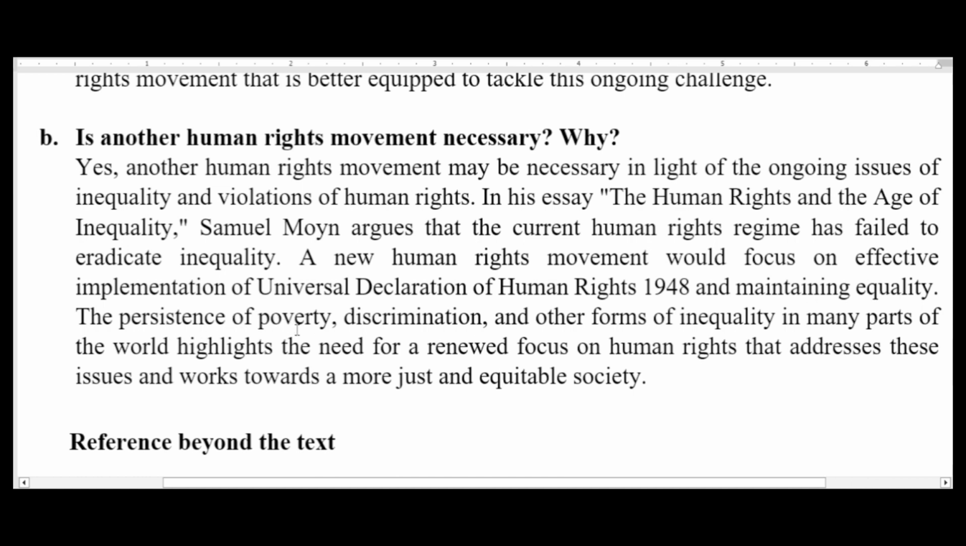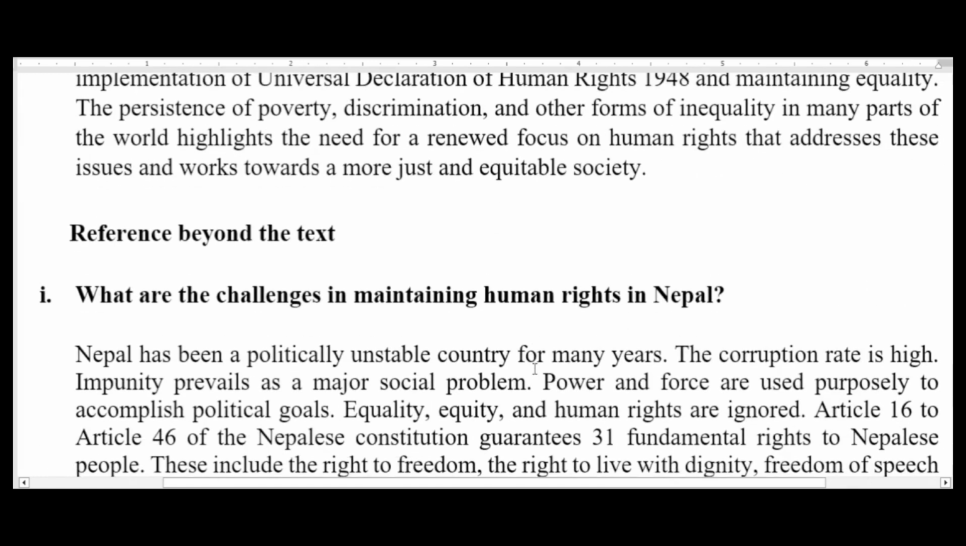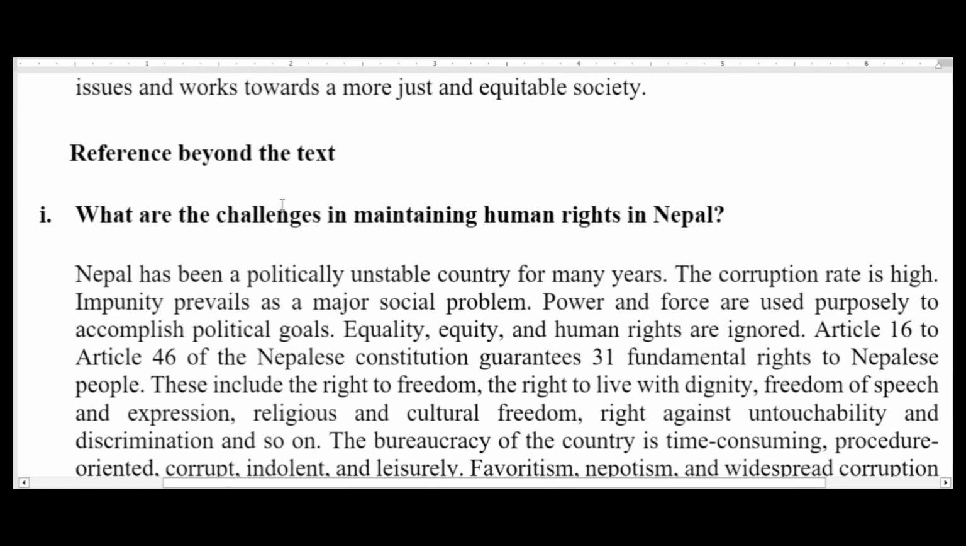The persistence of poverty, discrimination, and other forms of inequality in many parts of the world highlights the need for a renewed focus on human rights that addresses these issues and works towards a more just and equitable society. Reference beyond the text.